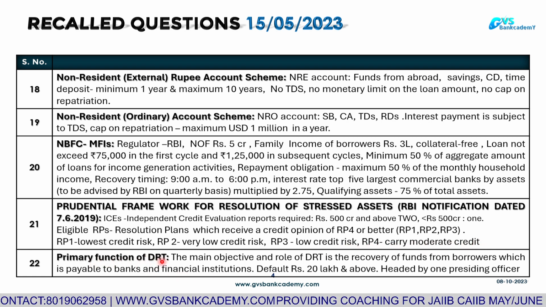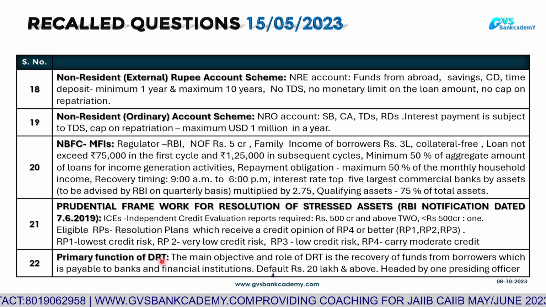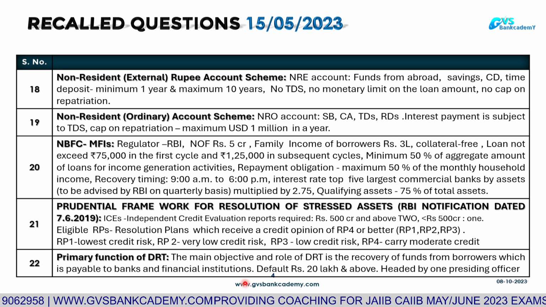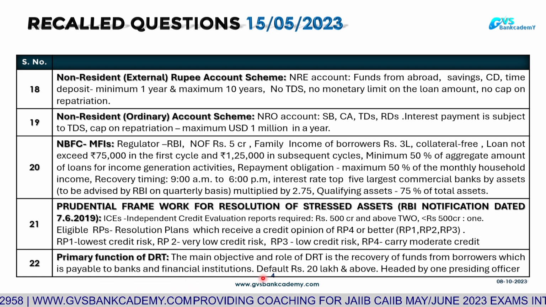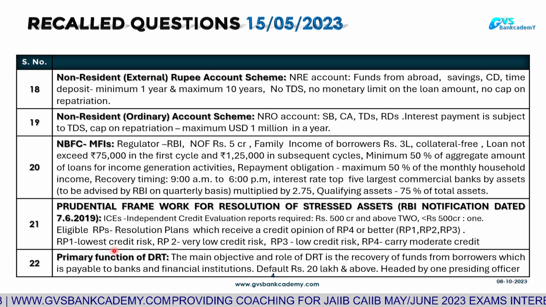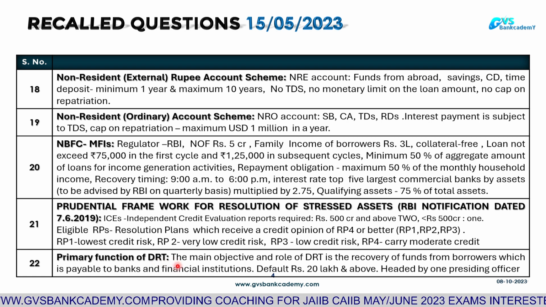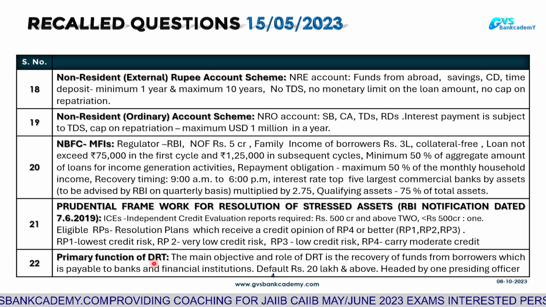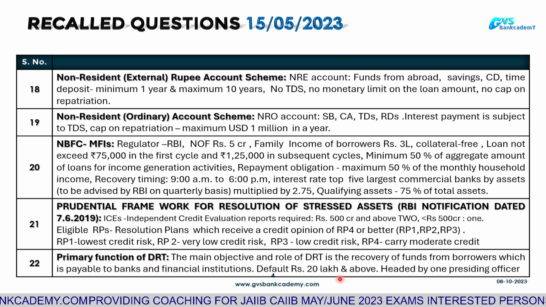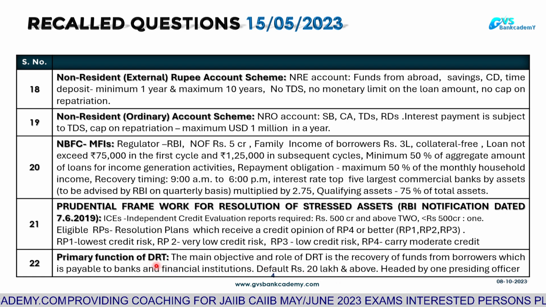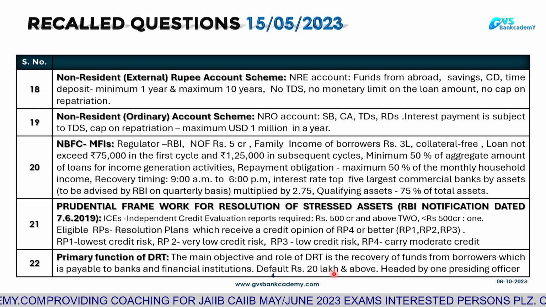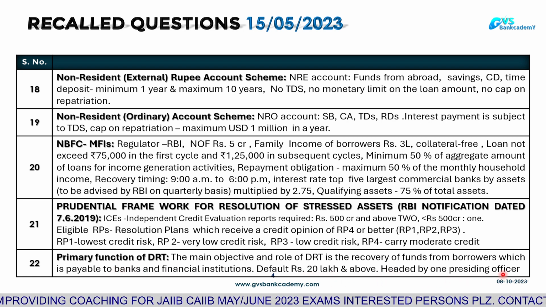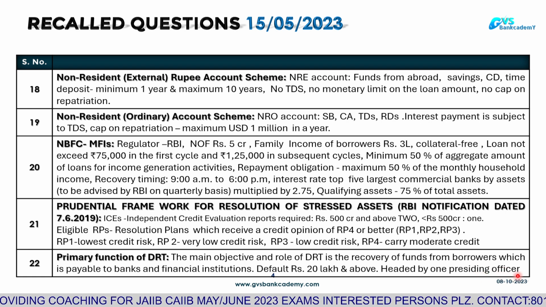Primary functions of DRT: for what purpose was it established? Recovery of loans from borrowers payable to banks and financial institutions. Main object of DRT is recovery of loans of banks and financial institutions. For referring cases under DRT, the minimum default amount is 20 lakhs and above, and each DRT is headed by one presiding officer.